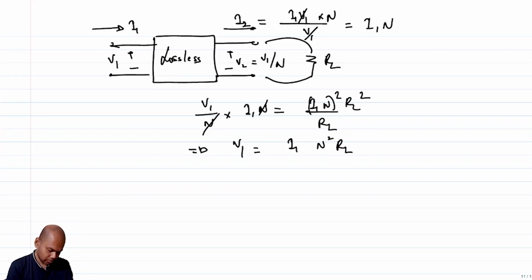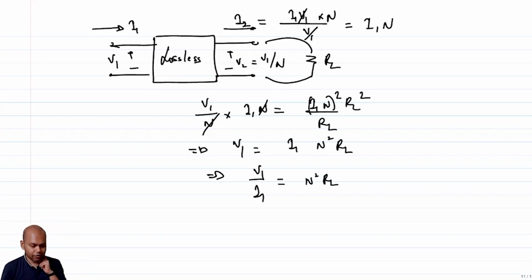So this is N squared times RL, which means your V1 over I1 becomes N squared times RL. Correct? The thing you have to look out for here is that if you have a lossless network and you have a step down in voltage, then the resistance at port 2 increases by a factor of the step down ratio squared. So that's the key thing to note.